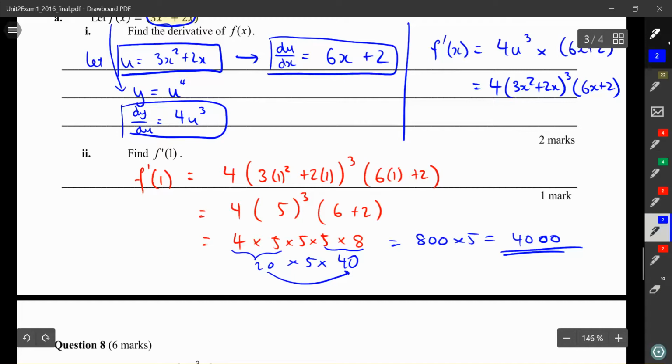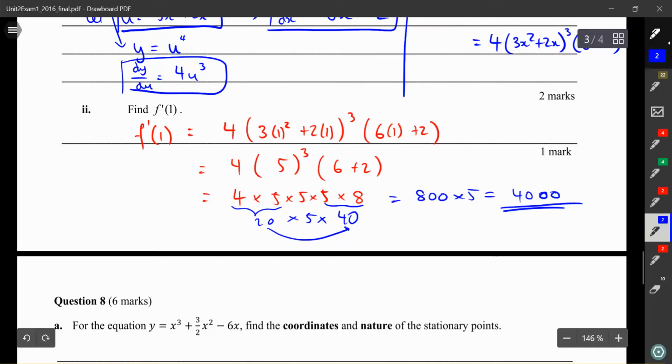That's quick and easier. So sometimes you don't have to do it the calculator way. I mean, that would have been quite painful to do if you did 4 times 125. I think that's what 5 cubed is. And then times it by 8. Try to break it apart if you can. Might make it easier. Okay.